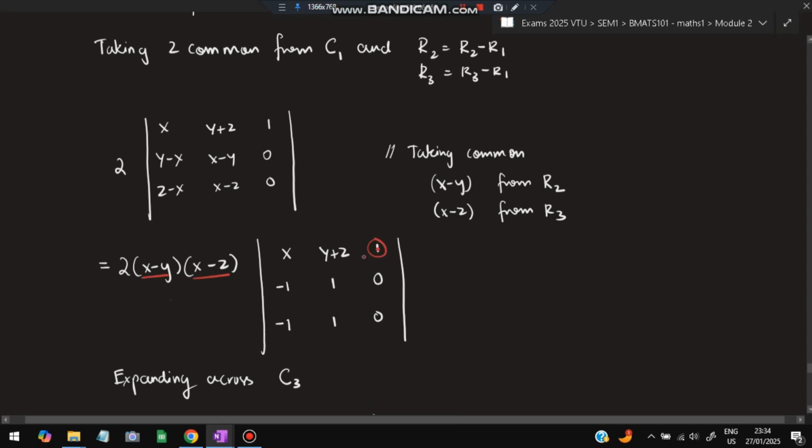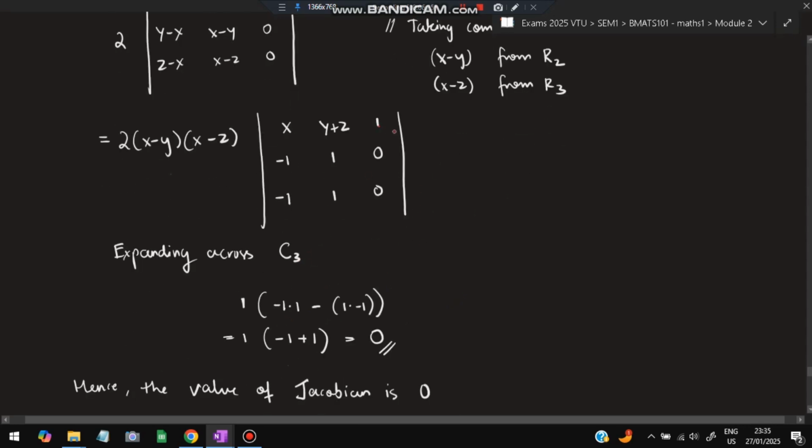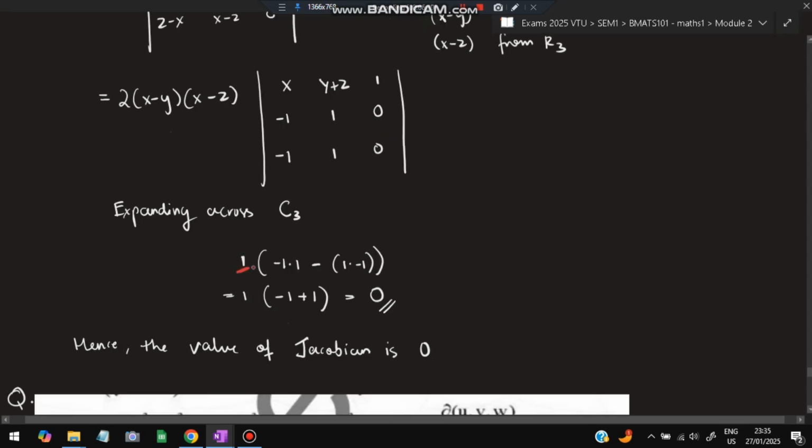We can expand, we'll keep 1 as here, and we'll be multiplying -1 with 1, minus -1 into -1. -1 into -1 is 1, so it will become -1 plus 1 into 1. 1 is from here, and -1 is from this one. Minus of -1 is +1. Expanding across C3, this is the elementary row operations. I hope you know this. This was in the 12th standard PUC maths, right? So 1 into -1 into 1 minus 1 into -1.